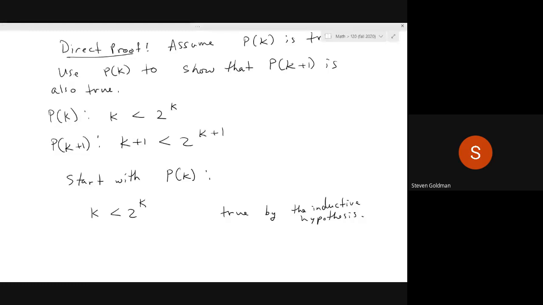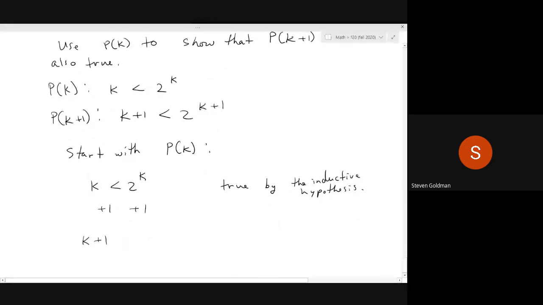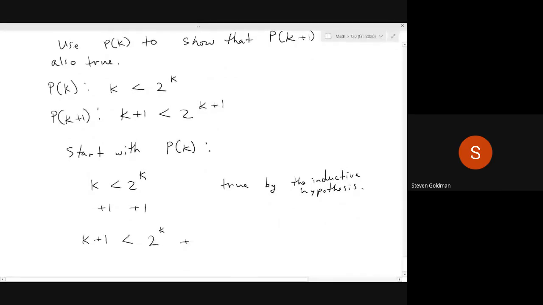Okay. Looking at the two inequalities here, looking at the left-hand sides, from k to k plus 1, I just got to add 1. So I'm going to add 1 to both sides. It's an inequality, so as long as I do the same thing to both sides, the inequality will still hold. So I'll have k plus 1 should be less than 2 to the k plus 1.